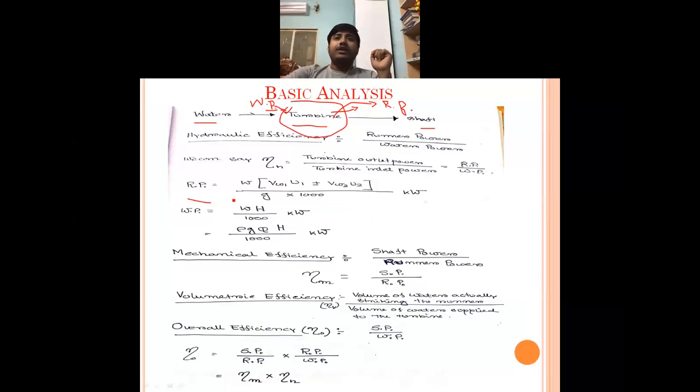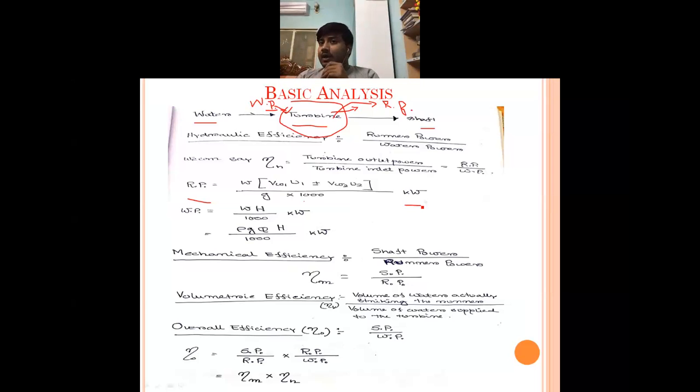So RP is the W multiplied by (Vw1 U1 plus minus Vw2 U2) by (g into 1000) in kilowatt. So we have seen this equation in the last lecture. That is the power equation for the radial vanes, the radial vanes mounted on the runner. We have done the calculations last day. Okay, so that is the runner power that is available.